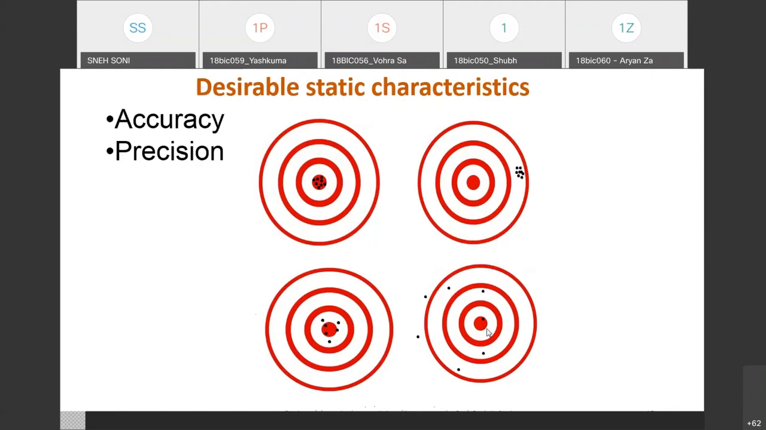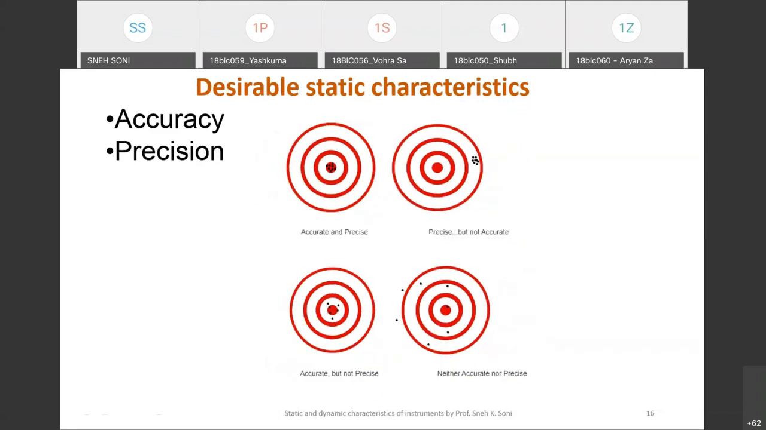But in the fourth case, you do not have multiple measurements nearby, nor are they near the true value. So we can say it's not precise as well as not accurate. Am I clear to everyone? Okay, good. So these were the four cases we were discussing. Right? So according to that, you need to differentiate between these two terms.